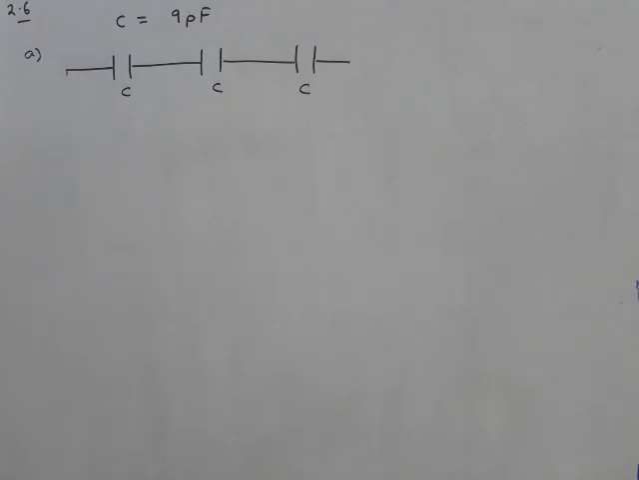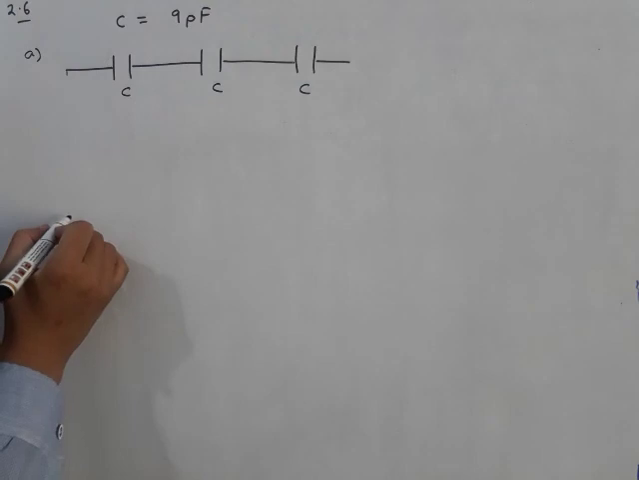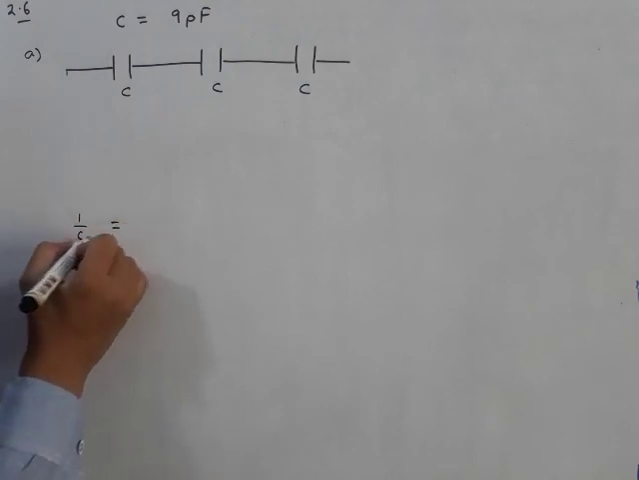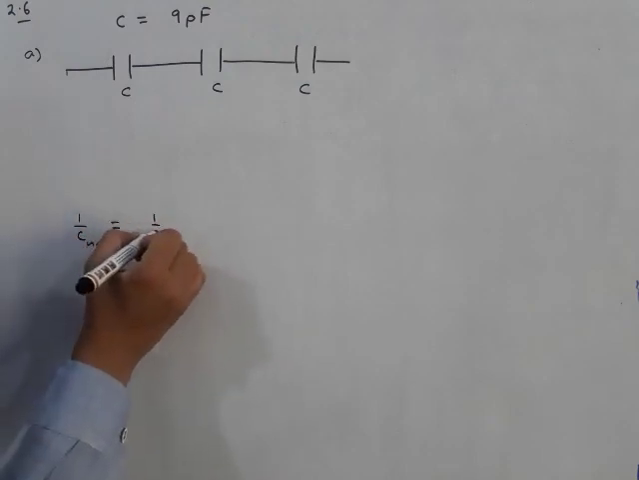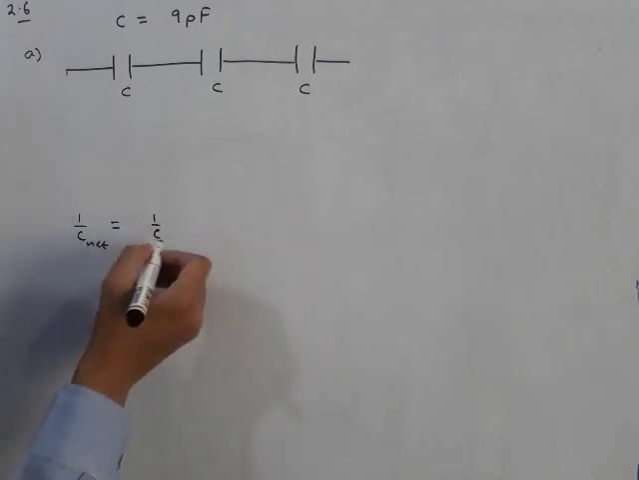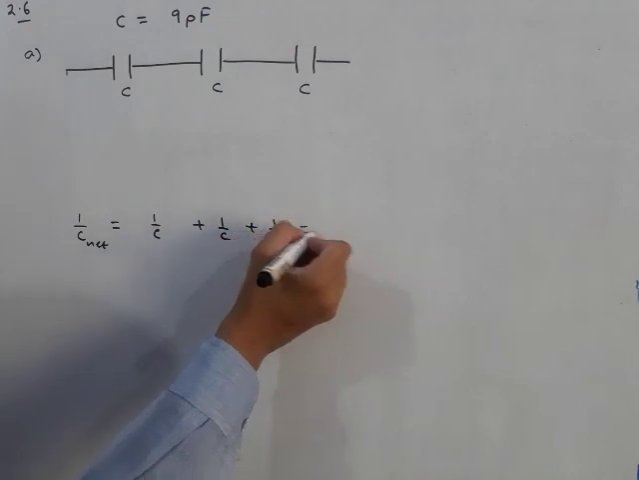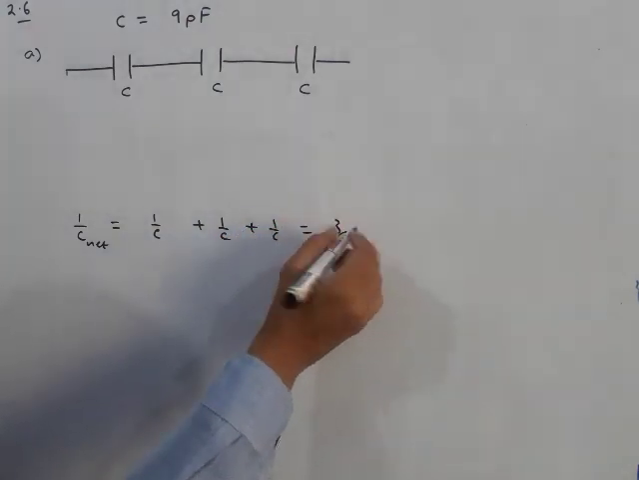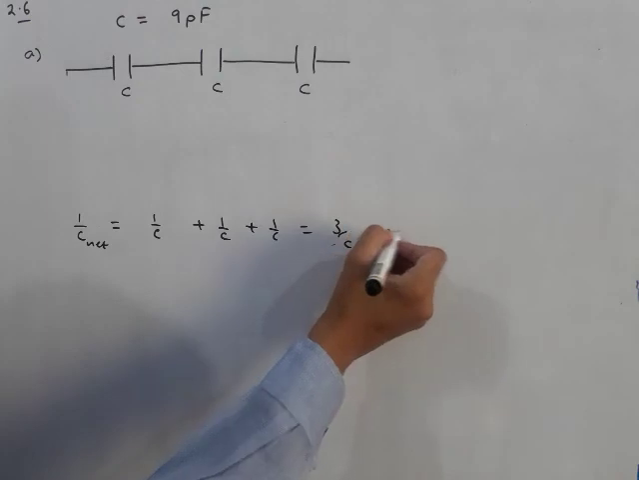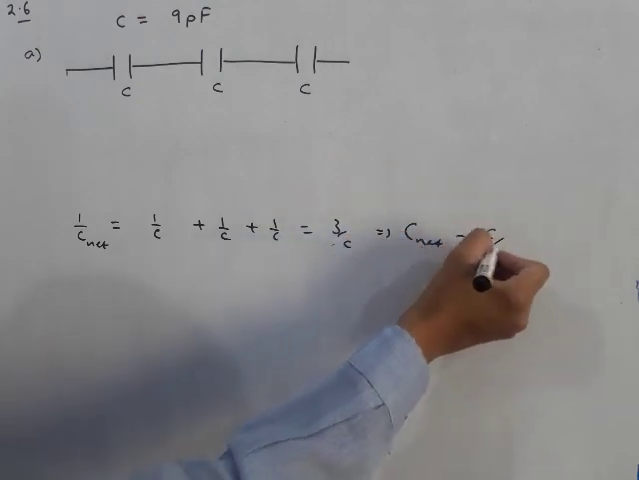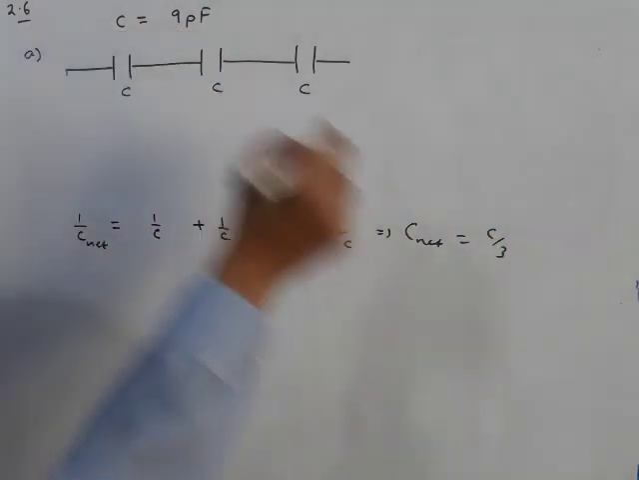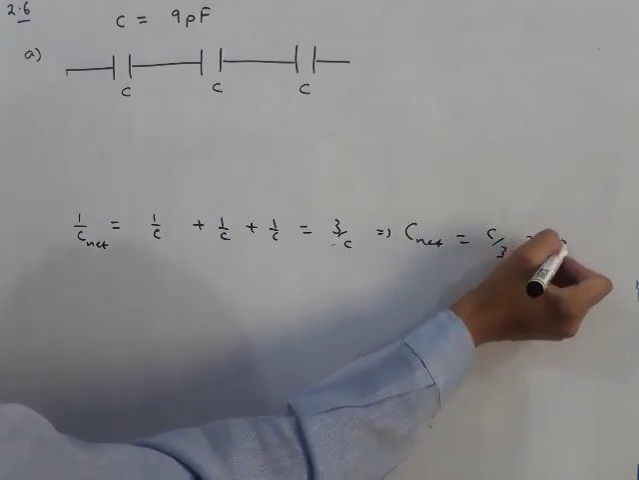Next question, 2.6, you see. 3 capacitors, each of capacitance 9 picofarad, are connected in series. What is the total capacitance? You know students, total capacitance will be given by the formula 1 by C net is equal to 1 by C1 plus 1 by C2 plus 1 by C3. So that becomes 1 by C plus 1 by C plus 1 by C, that is 3 by C, and this implies net capacitance will be C upon 3. C upon 3 means 9 upon 3, that is 3 picofarad.